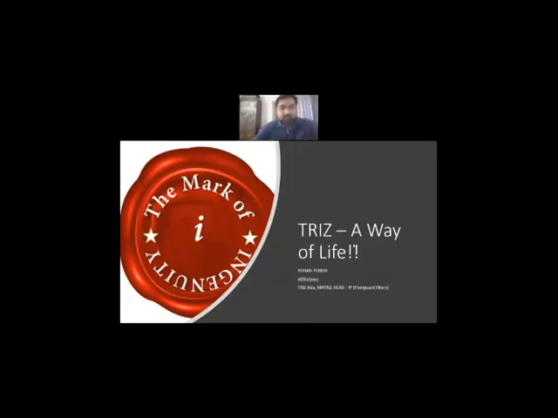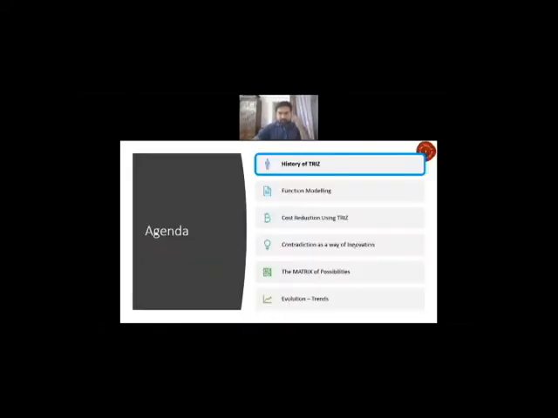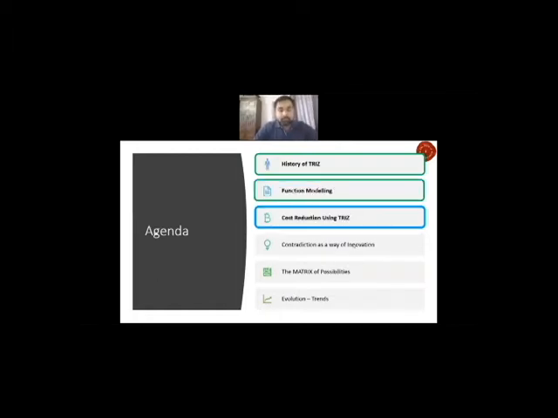Just a brief recap of what we've been doing for the past week. We started with the history of TRIZ, then we went on to do function modeling, where we had taken Mousetrap as one of the systems for this. Then we went on to cost reduction using TRIZ, where we used the same function model from the previous day and started doing trimming, where we realized that there should be a solution where the mouse catches itself, and you don't need a device to catch the mouse altogether.